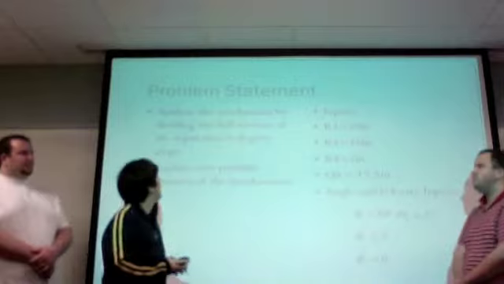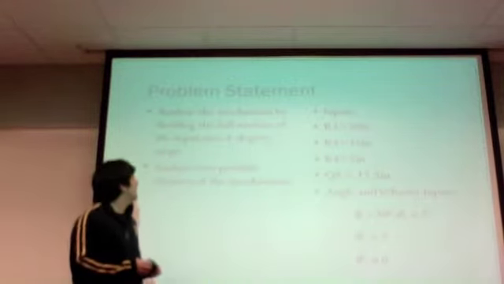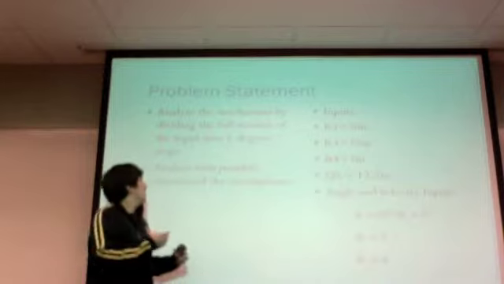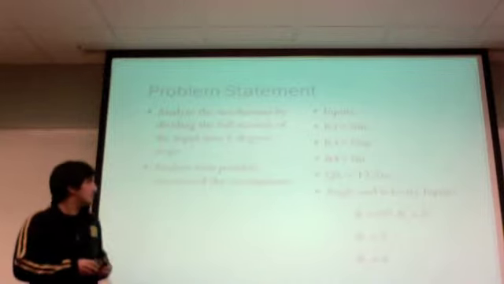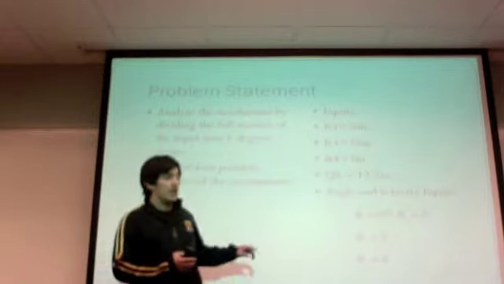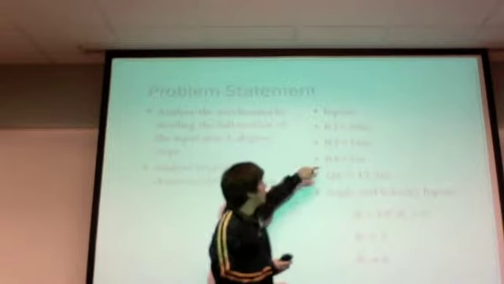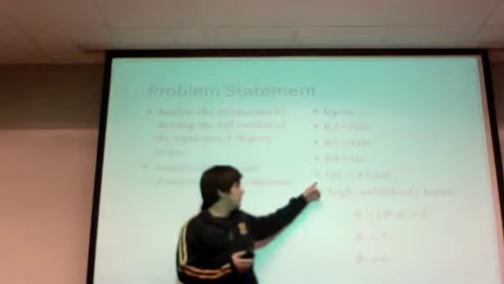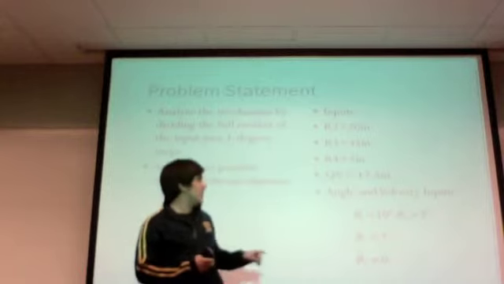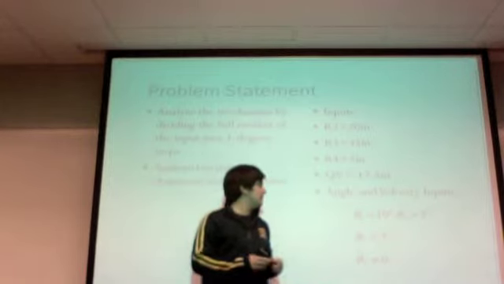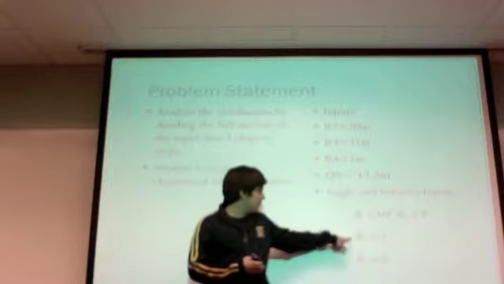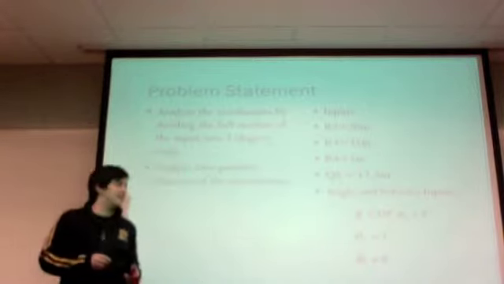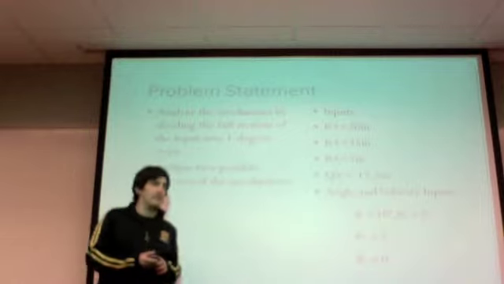For Project 1, the problem statement was to analyze the mechanism by dividing the full motion of the input by 1 degree steps. The second part was to analyze the two possible closures of the mechanism. We were given R2, R3, and R4 as 20, 35, and 5 inches respectively. QS, which was off of the second rod, was 17.5 inches. The inputs were theta 2 dot at 3 radians per second and theta 2 double dot at 0 radians per second squared.